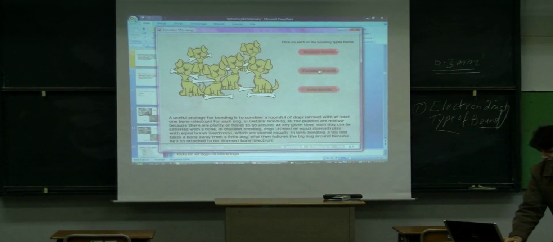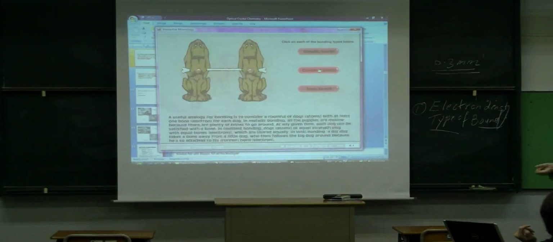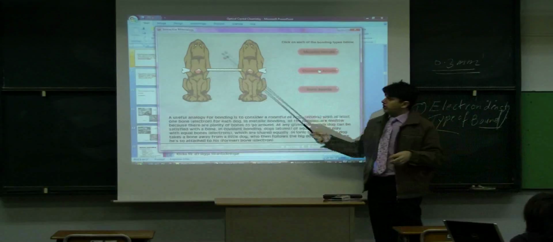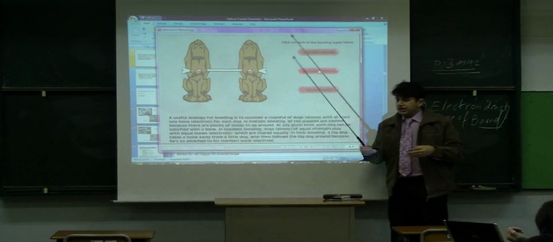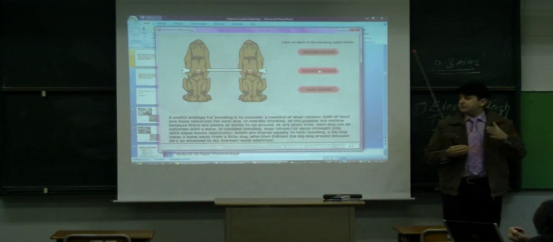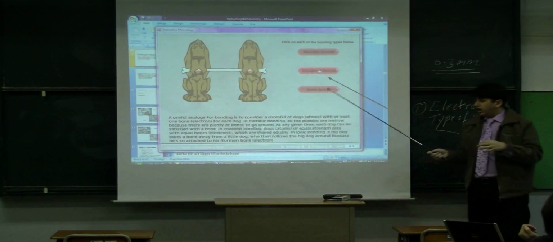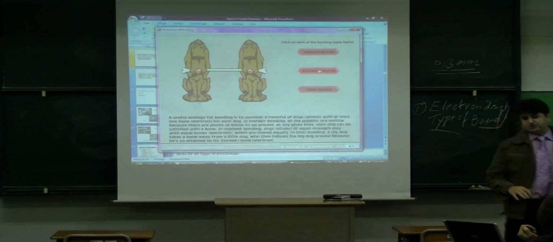Second, we have a covalent bond. This is a strong bond also, and it makes the light slower as compared to an ionic bond.